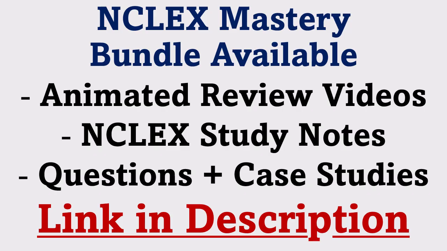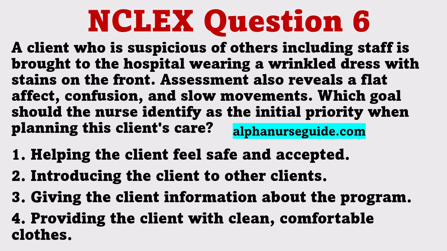Back to the questions. A client who is suspicious of others, including staff, is brought to the hospital wearing a wrinkled dress with stains on the front. Assessment also reveals a flat affect, confusion, and slow movements. Which goal should the nurse identify as the initial priority when planning this client's care? 1. Helping the client feel safe and accepted. 2. Introducing the client to other clients. 3. Giving the client information about the program. 4. Providing the client with clean, comfortable clothes.